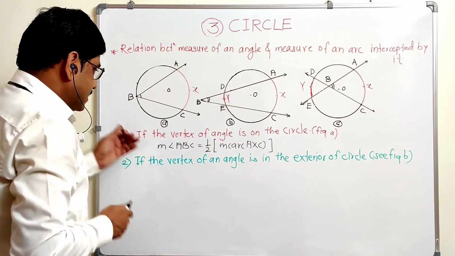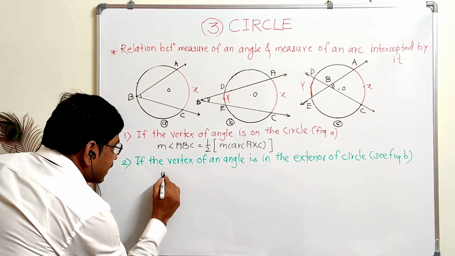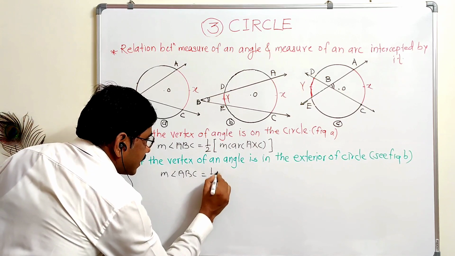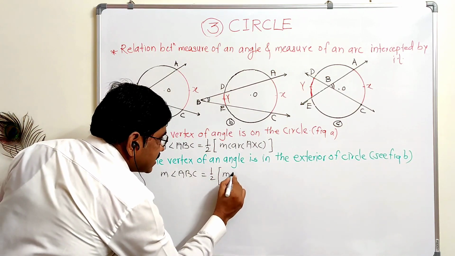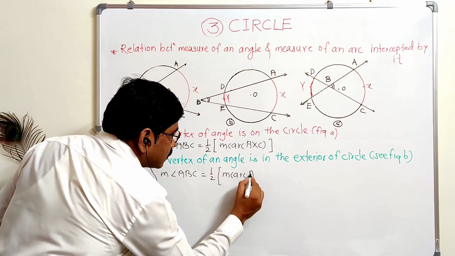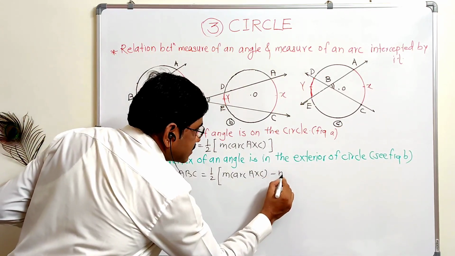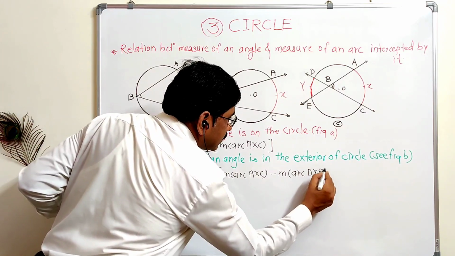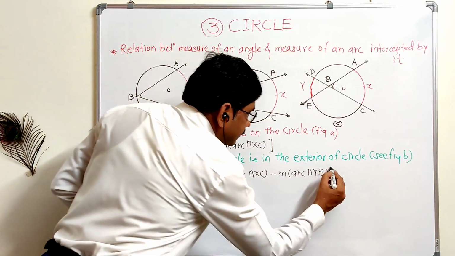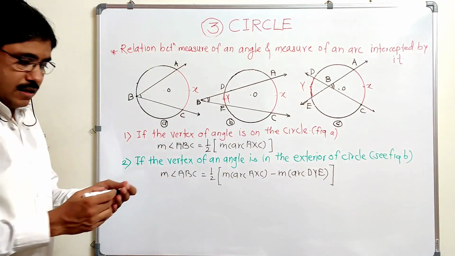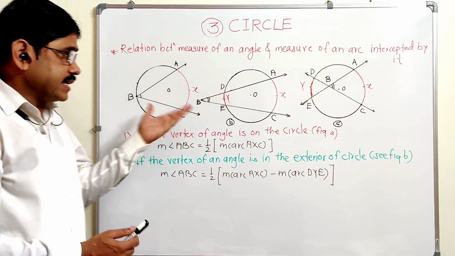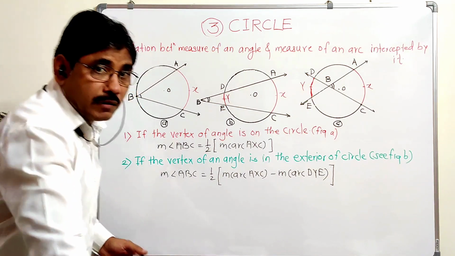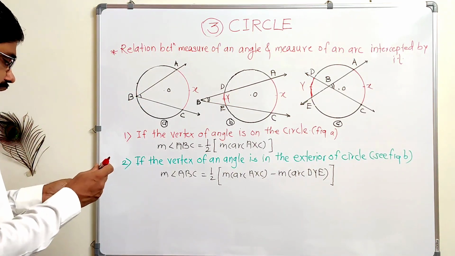So here we get the second relation. Measure of angle ABC equals half into bracket measure of arc AXC minus measure of arc DYE. This is the second relation. If the vertex is outside the circle, in the exterior of the circle, then we can use this one. Now the third one, if the vertex is in the interior of the circle.